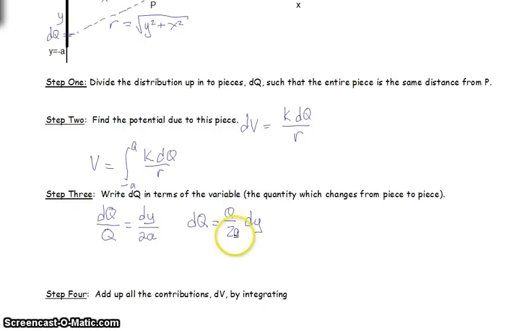Q over 2A is the charge per length of this particular line of charge, and the variable we use in physics for charge per length is lambda. So Q over 2A is lambda for this particular short line of charge. It's the charge per length. So now we're going to substitute dq into our integral, and we're going to substitute r into our integral, and we're going to add it up.